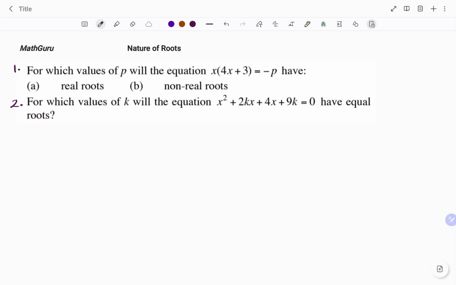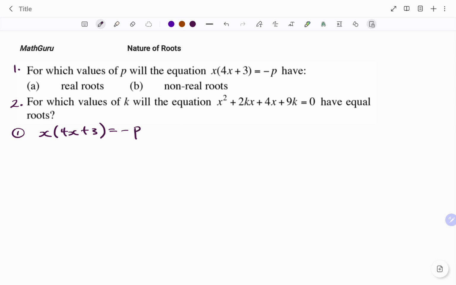In this video, I'm going to show you how to solve the following question on the nature of roots. Starting with the first part of the question: for which values of p will the equation x(4x + 3) = -p have (a) real roots and (b) non-real roots? Starting with the real roots, I'll start by writing my equation, which is x(4x + 3) = -p.